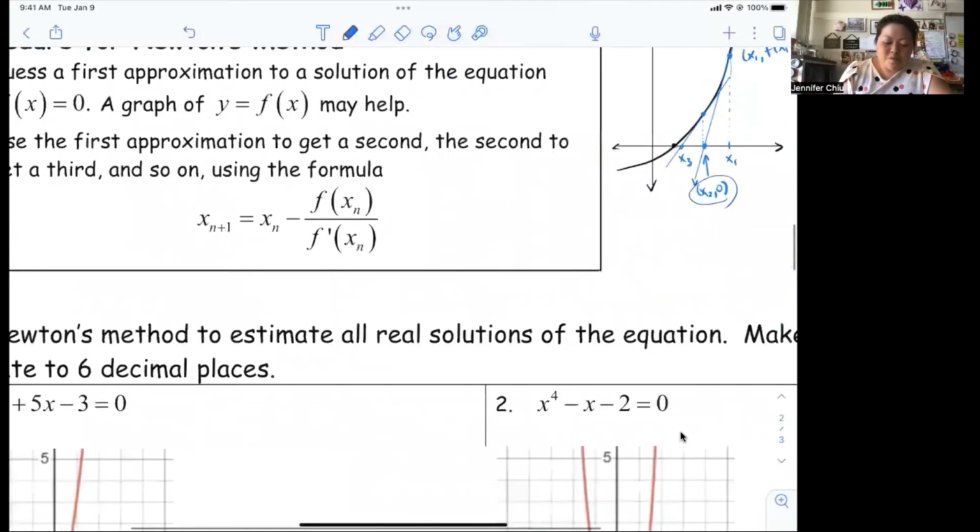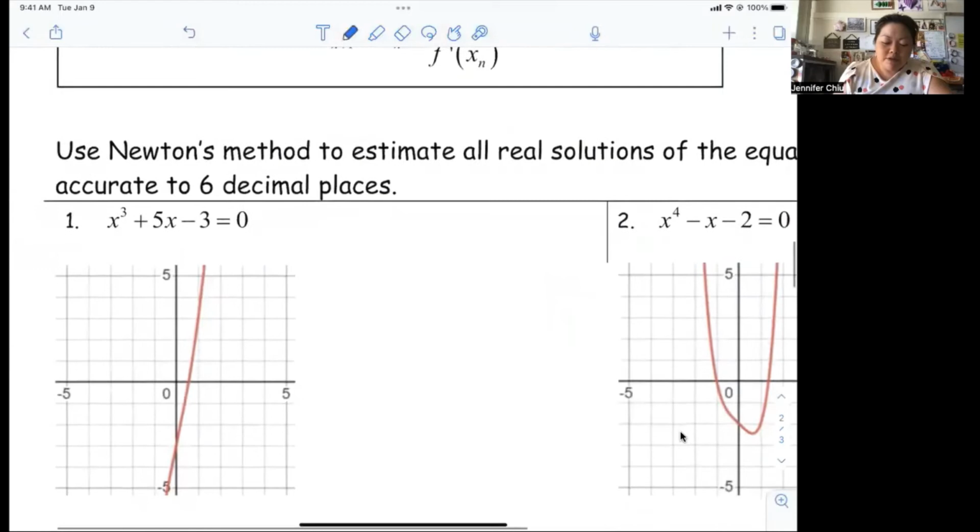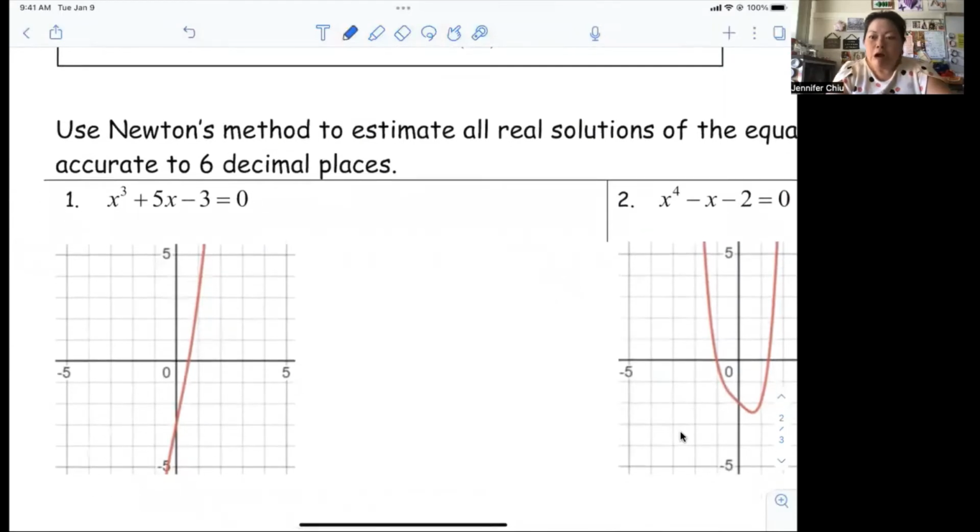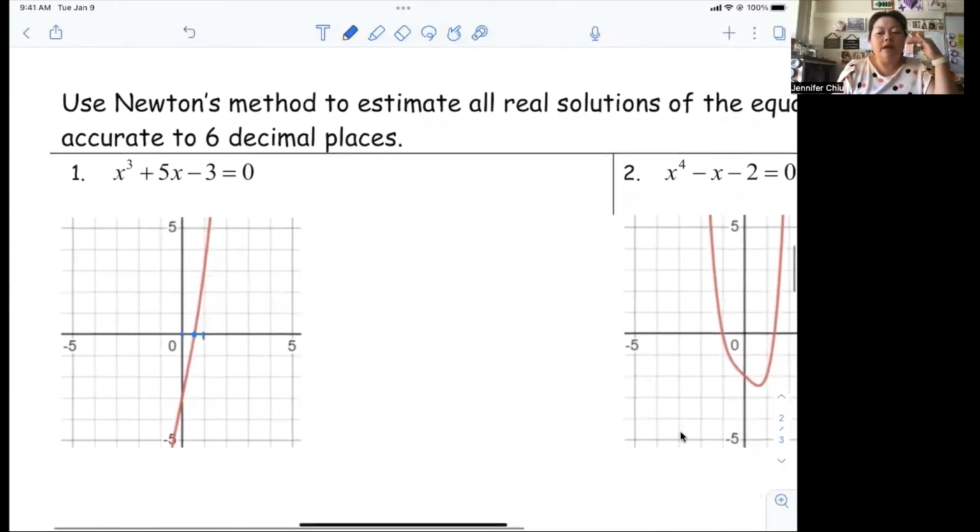So we're going to use Newton's method to estimate the real solutions to this equation here, right? And we have the graph here to help you estimate. If you see this graph, my zero is between 0 and 1, so a good guess would be to start at x sub 1 equals 0.5. So it's halfway. It could be better. You could guess that it's 0.6, but it doesn't matter. It won't take that many more iterations to get to the actual answer, okay?